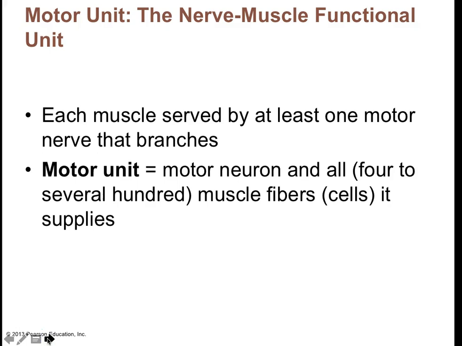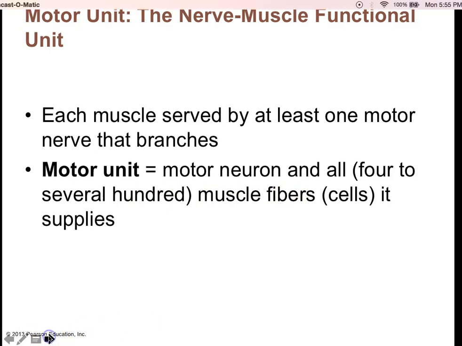Now, when we get back to how you are going to control increase in frequency and increase in intensity to generate different strengths, we get into the whole concept of the motor unit. So let me read it to you and then explain. Each muscle is served by at least one motor nerve that branches. Most muscles are served by many, many motor nerves that branch. A motor unit is a motor neuron and all 4 to several hundred muscle fiber cells it supplies.